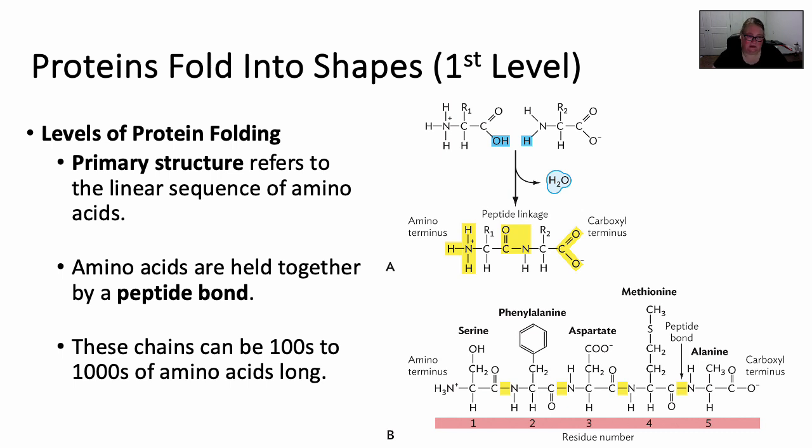So protein sequences or peptide sequences are chains that can be hundreds into thousands of amino acids long. So it all depends on what that protein needs to do and what shape it needs.